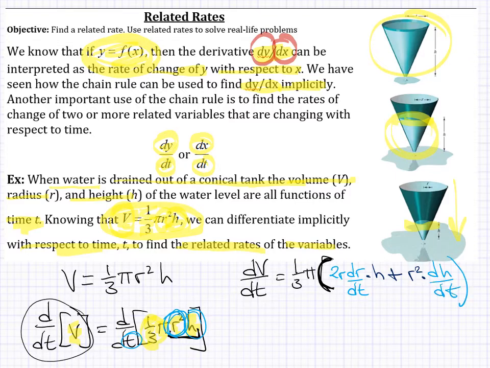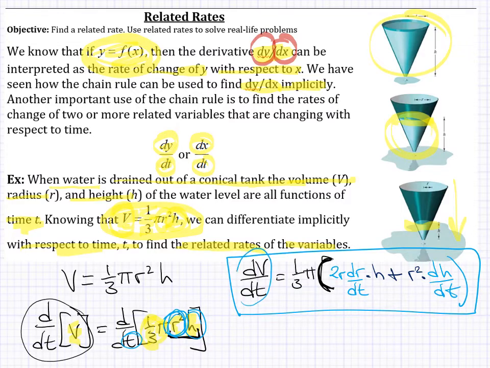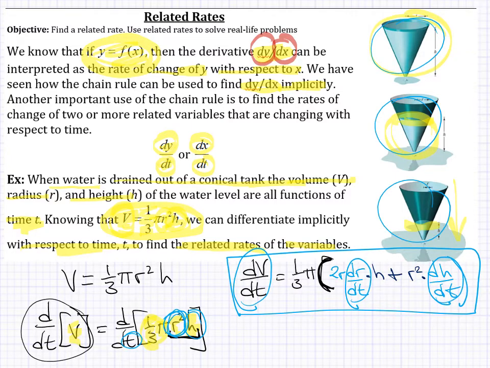And so there is your volume equation as it changes over time, and these are the related rates. The change in V over time, the change in r over time, the change in h over time. All those things, as the water is draining out of this tank, are changing over time. So this would be your related rates equation for the volume of a cone.